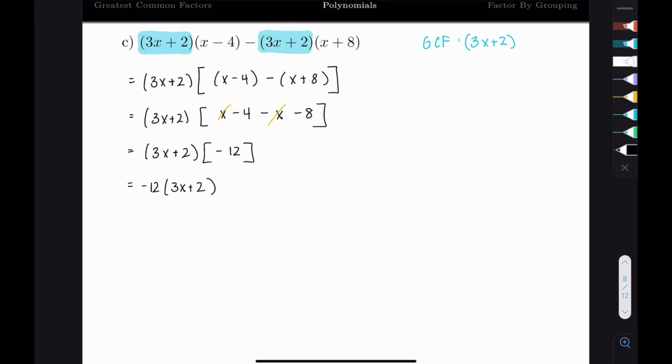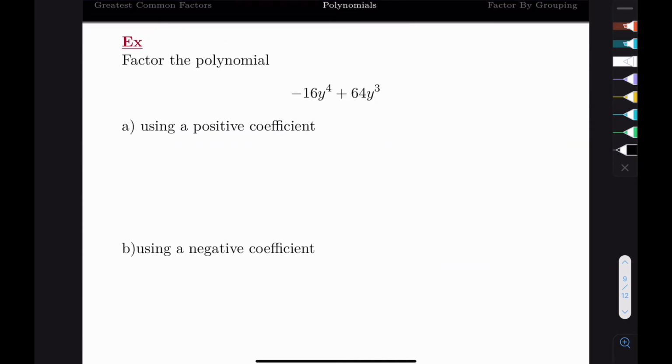So this is something that's going to pop up. We're going to see that in a little bit. But I do have one more example that I want to do. We've got a polynomial, and we're going to factor it in a couple different ways. We want to factor it first using a positive coefficient, so I'm only going to pull out positive numbers. And then we're also going to do the same thing using a negative coefficient and see how that just alters things slightly. So let's start with our positive coefficient.